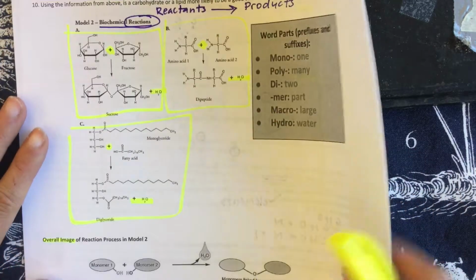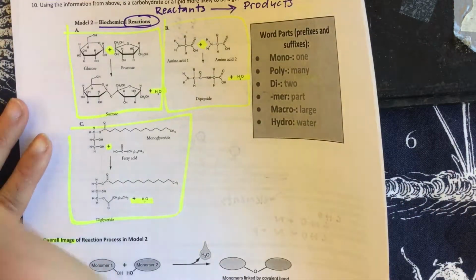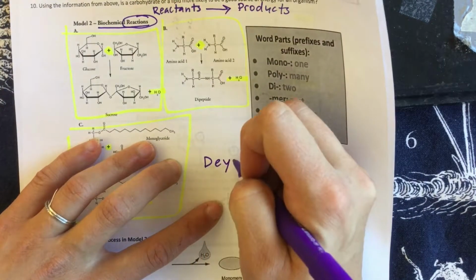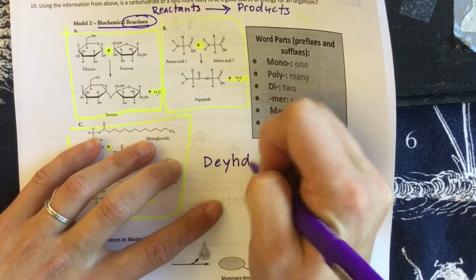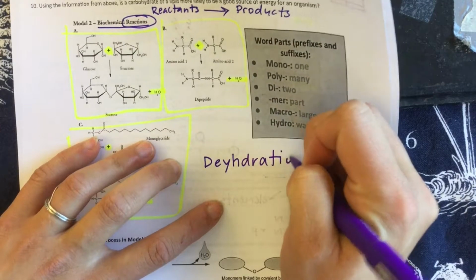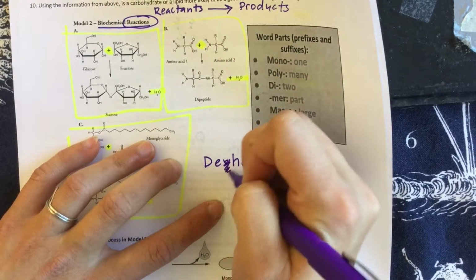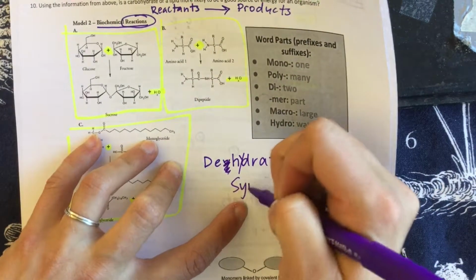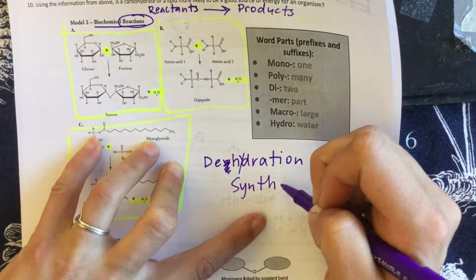Now this type of reaction has a special name that the notes introduce you to. Let's see if I can spell it correctly. There we go. That's why it looked weird. Dehydration synthesis.